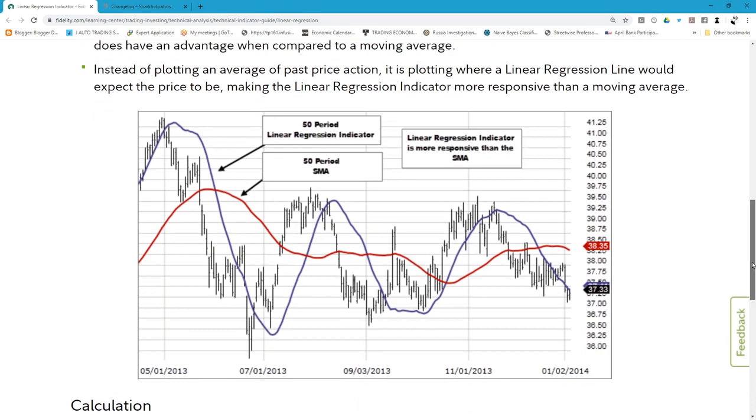And you can compare it to, say, a moving average, and you can see that the linear regression line is far more accurate as far as the direction that price is actually trading versus the moving average, which gives you that reversion to the mean back into it.